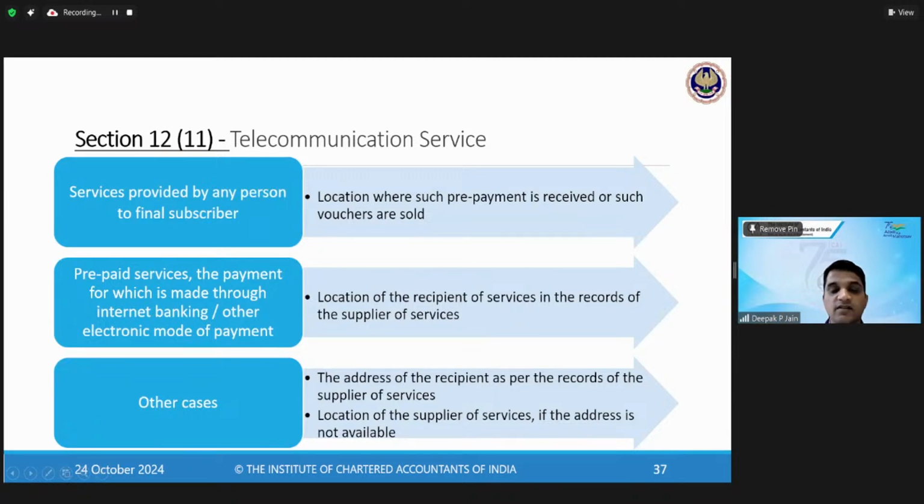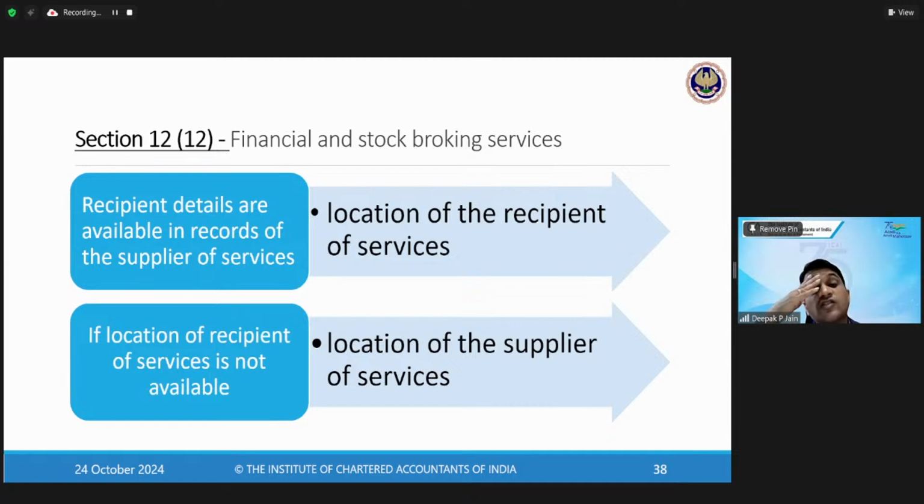Now coming to the next service, which is financial and stockbroking services. What are financial services? Any services provided by banks and NBFCs. They are all financial services, and stockbroking services. So in this case, what is the place of supply where the recipient's details are available? Wherever you go to a bank, your address will be there, right? So in cases like banking services, or buying shares through a stockbroker, they will have your address. When the recipient's details are available in the records, then the location of the recipient is the place of supply.